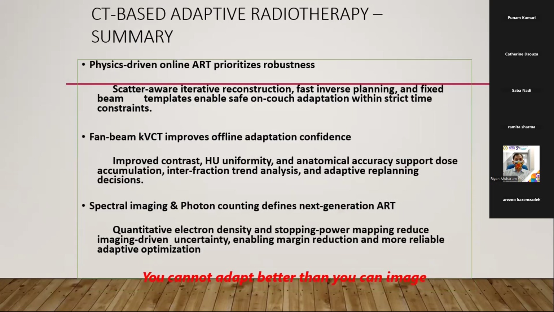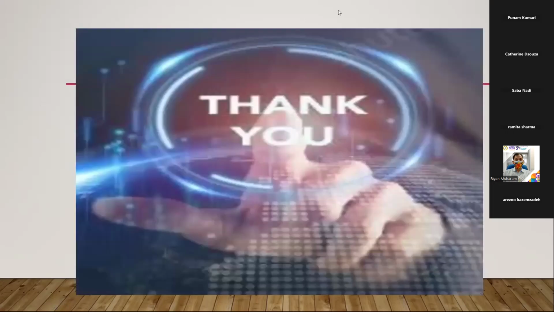And fan beam kVCT improves offline adaptation confidence, and spectral imaging gives quantitative electron density and stopping power mapping. So it will give you better imaging and reduces the uncertainty.